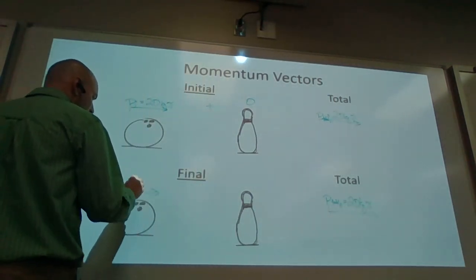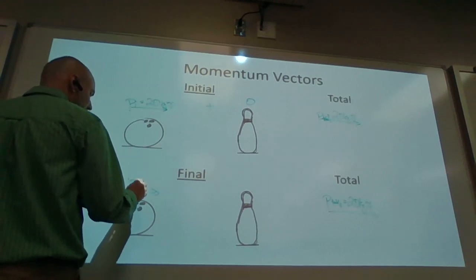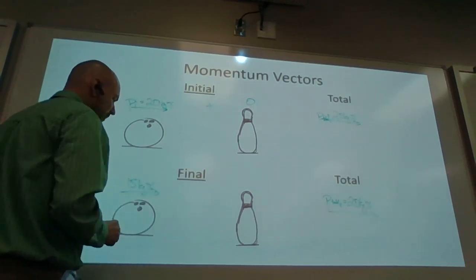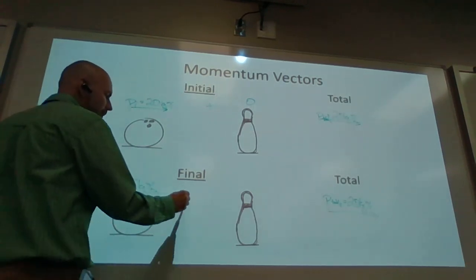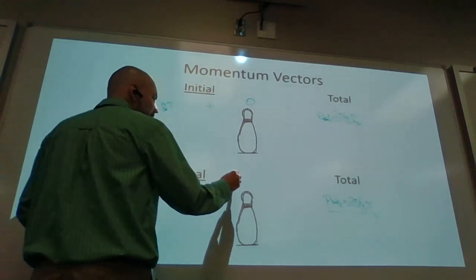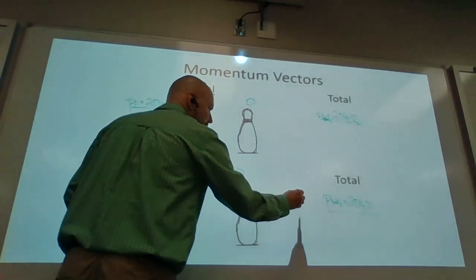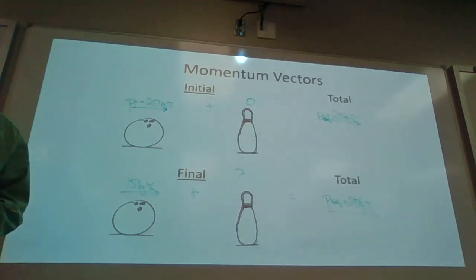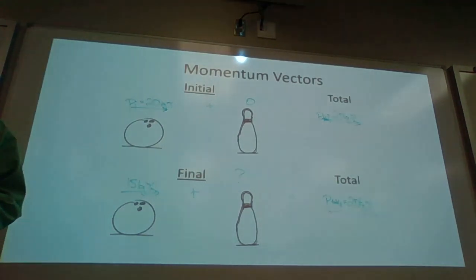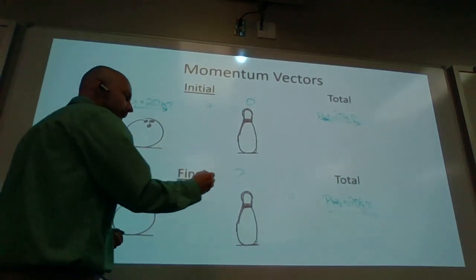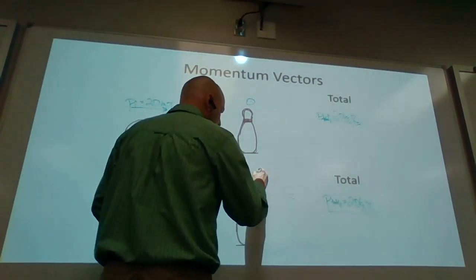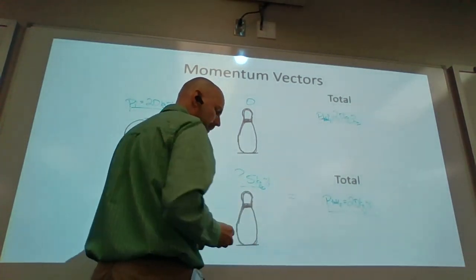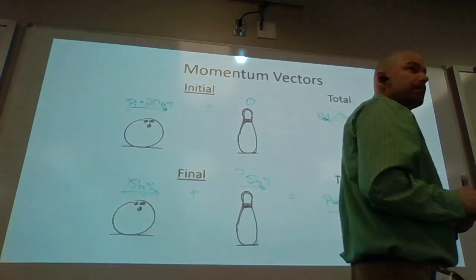Here we have 15. The momentum of the ball afterwards is 15 kilogram meter per second. So 15 to the right plus something gives us 20 to the right. What would that something be? 5 to the right. And that's how much momentum the pin has.